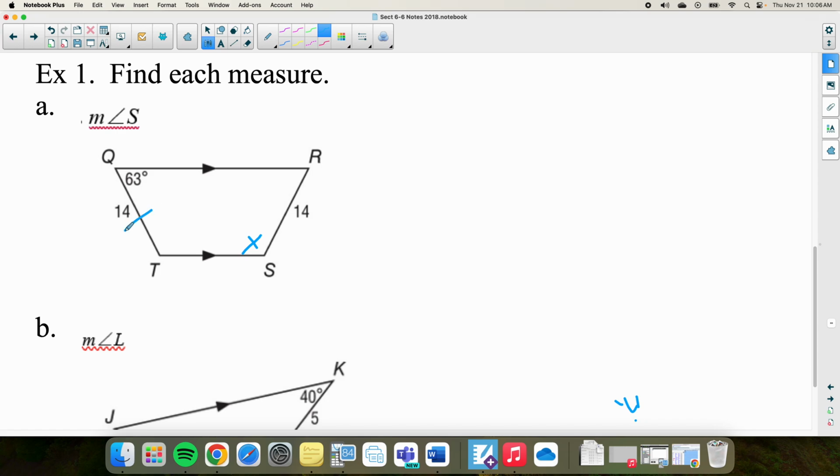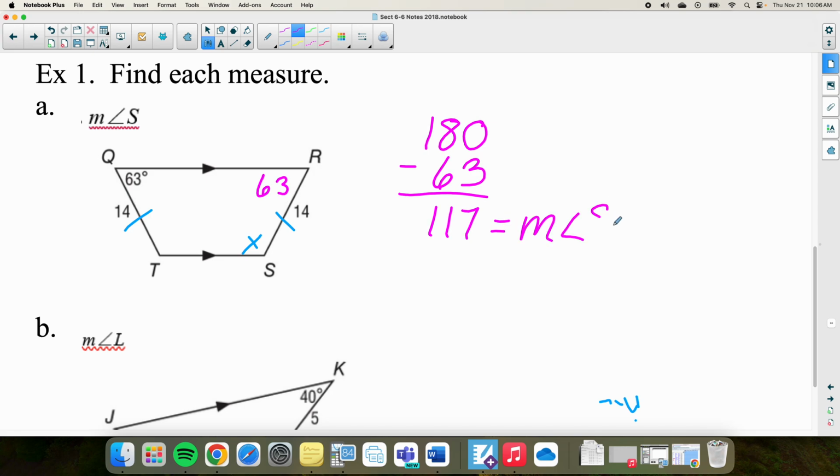Isosceles because these are congruent, okay? Now, because these are congruent, could I say what this angle is? What would it be? 63, right? So if this is 63, what do we know about those two again? They're supplementary. So wouldn't X be 180 minus 63, which is 117? So that would be the measure of angle S.